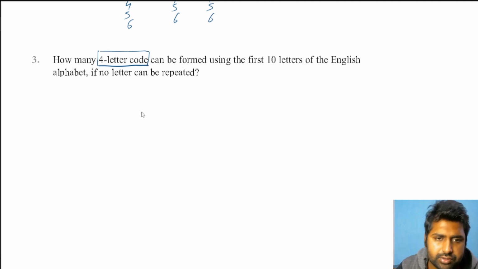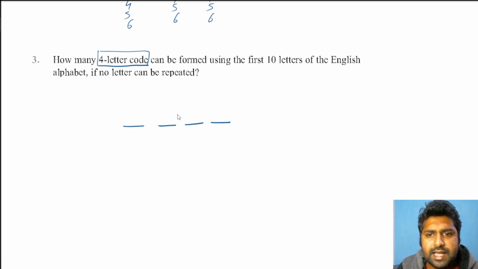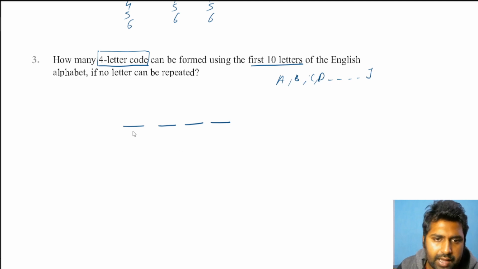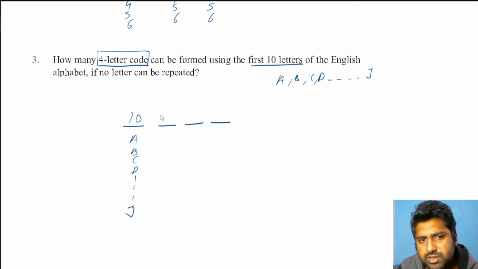How many, he's saying? So we have 4 places, so 4 dashes, in which we have to place alphabets or letters. First 10 letters, so from A, B, C, D up to J. Okay, so 10 letters. Doesn't matter as such, but he's saying 10. So for the first position, I have A, B, C, D, all 10 options available till J. So 10 options available for the first one.